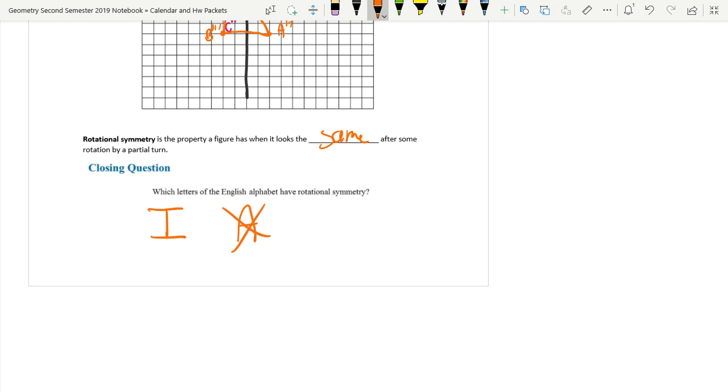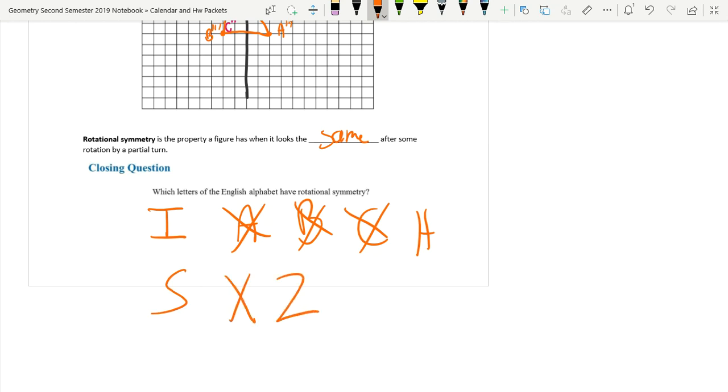So what letters can you think of that have rotational symmetry? Does B have it? Nope. C? Nope. What about H? Yes, H does. What about S? Turns out S does, X does, and there are 2 more that do. See if you can figure out what they are.